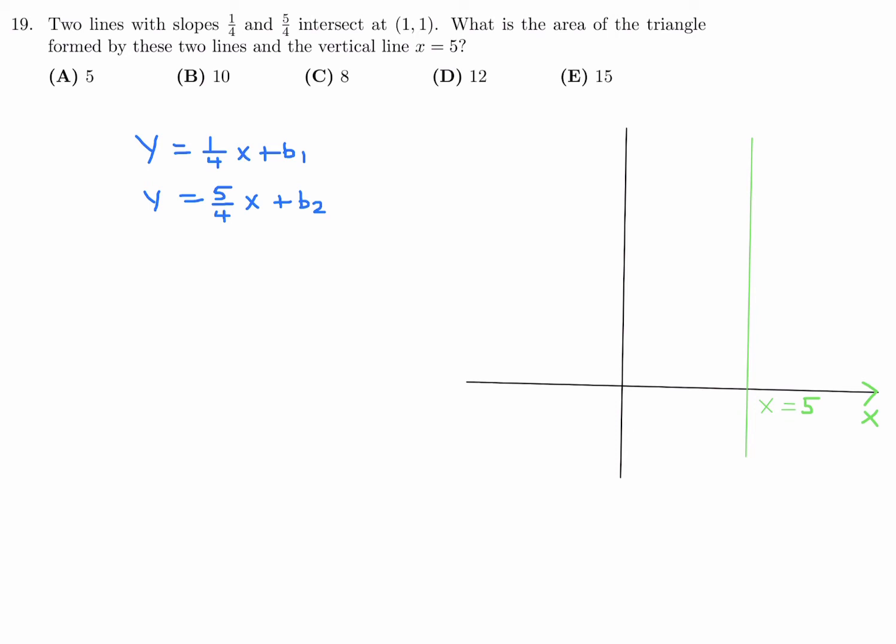Now both of them, (1, 1) satisfies the equation, so we can easily calculate the b's. 1 is equal to 1/4 plus b1, so therefore b1 is equal to 3/4. And in the second one, (1, 1) satisfies the equation, so 1 is equal to 5/4 plus b2, so b2 is equal to minus 1/4.